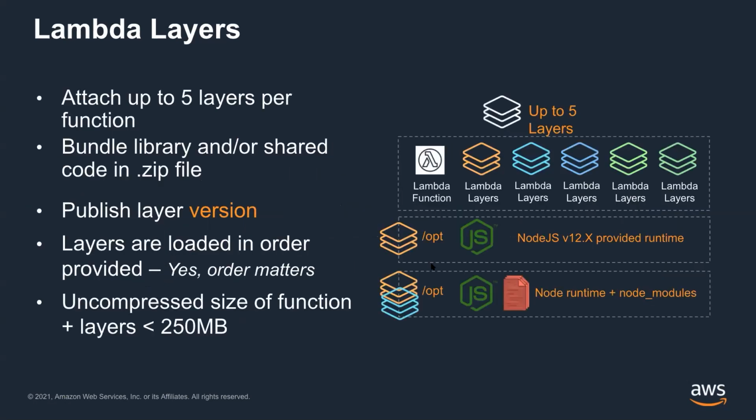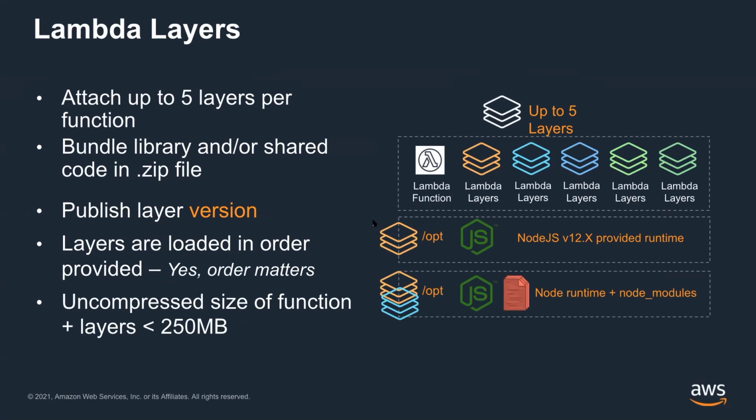Yeah, there are certain limits you should be aware of. The basic ones are here. You can have 5 layers per function. And the order of those layers is very important. For example, if layer 2 is dependent on layer 1, then layer 1 should be the first one to load, and then layer 2. So the way you have to think about this is more like people coming from the container world, like a Dockerfile, every line in a Dockerfile, and this has a layered file system at the end of the day.